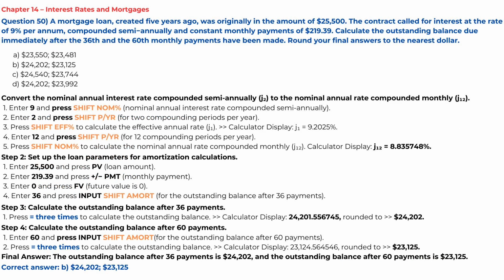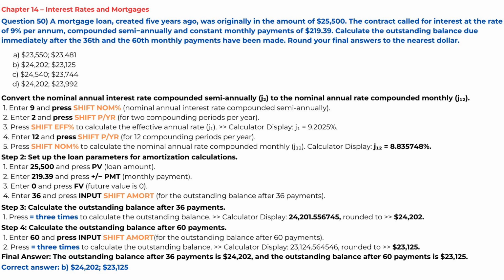Question 50. A mortgage loan created 5 years ago was originally in the amount of $25,500. The contract called for interest at the rate of 9% per annum, compounded semi-annually, and constant monthly payments of $219.39. Calculate the outstanding balance due immediately after the 36th and the 60th monthly payments have been made. Round your final answers to the nearest dollar.